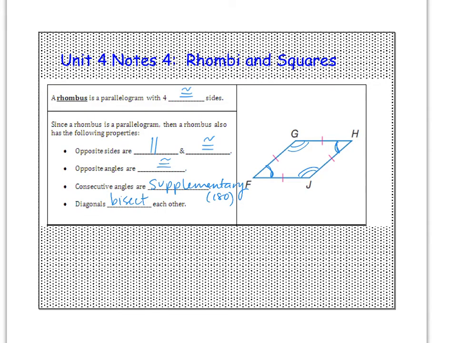So imagine I draw in the diagonals. So from F to H there's one diagonal, and then from G to J there's the other diagonal. They bisect each other. So this and this get cut in half, and then same thing going the other way. Both of the diagonals cut the other one in half.